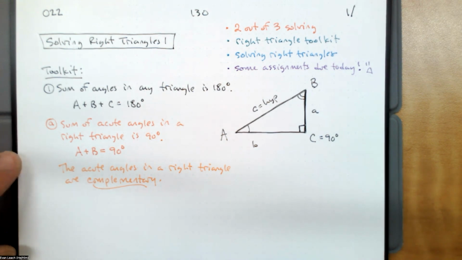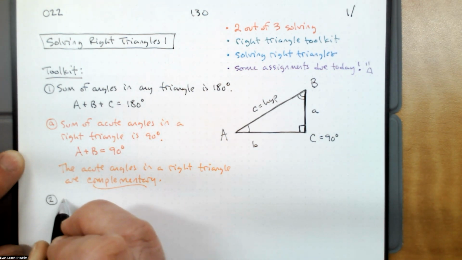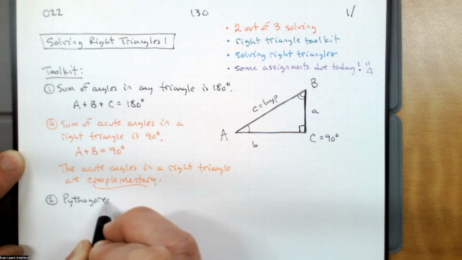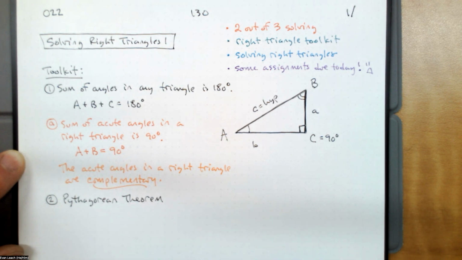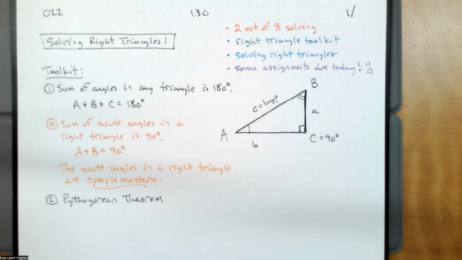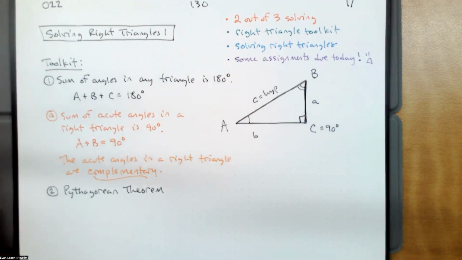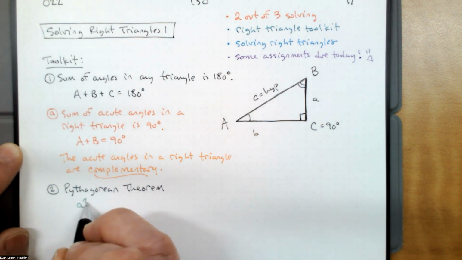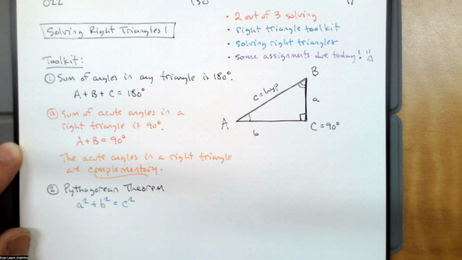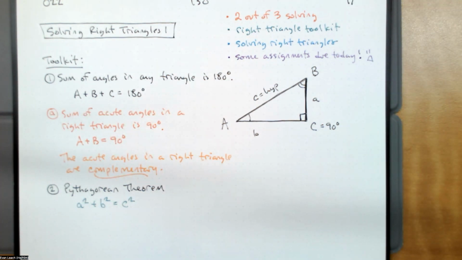Number two thing that we have in our toolkit for solving right triangles is the Pythagorean theorem. The sum of the squares of the legs of a right triangle is equal to the square of the hypotenuse. Better remembered as a squared plus b squared equals c squared. But if we want to state it in words, we'll say that the sum of the squares of the legs of a right triangle is equal to the square of the hypotenuse.